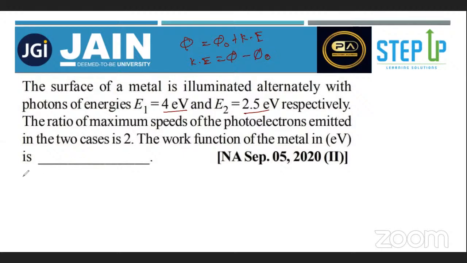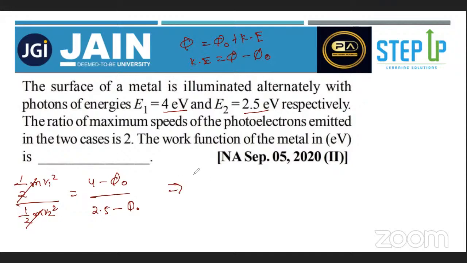I can take the kinetic energy ratio as half m v1 square upon half m v2 square, because mass is not changing. And I can write it as 4 minus phi naught, the work function, for the first case, and for the second case, 2.5 minus phi naught. I can cancel this half. And the ratio of maximum speeds of the photoelectrons emitted in the two cases is given as 2.